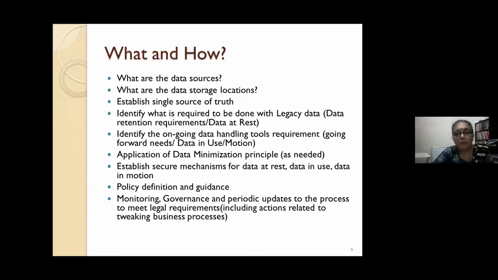For example, for GDPR and all of these tools, they come with their predefined policies. We just need to tweak it, ensure that it is comprehensively representing your business scenario, and then implement it. So there is a lot of flexibility in the tools which we are talking about in the market now. And then, as I said, there has to be monitoring, governance, and a periodic update to the process so that the legal requirements from the business are met. Okay, so this is how the data discovery will work.